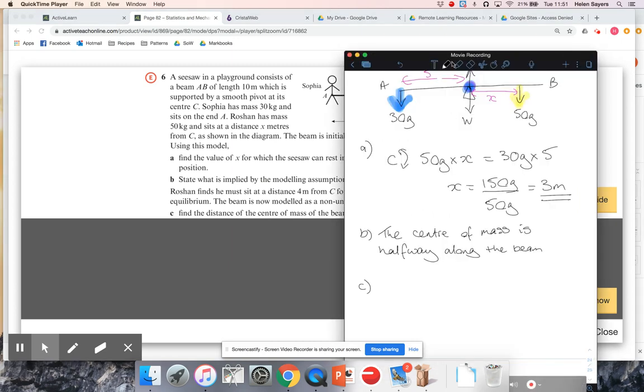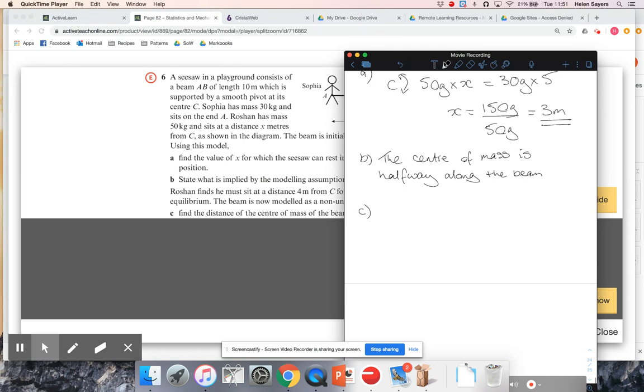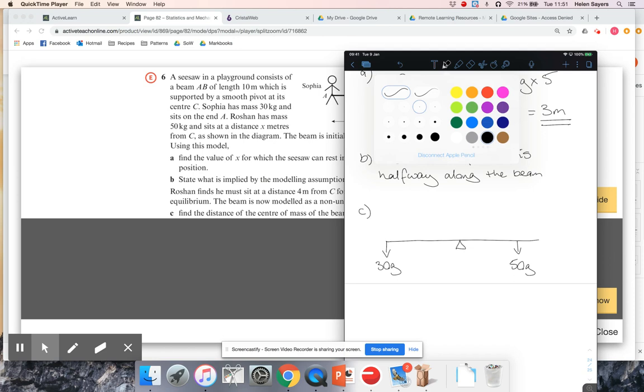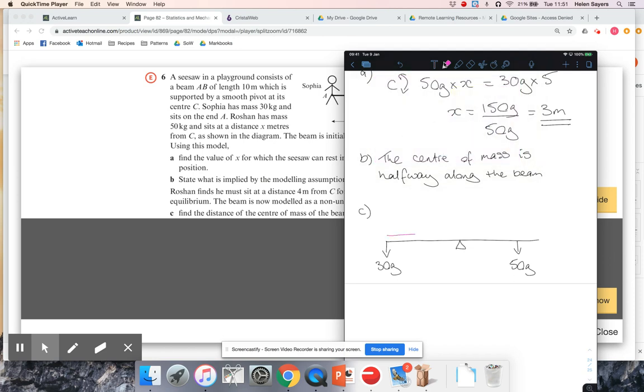Okay, so let's think about where he's moved further out. The pivot is still going to be at the centre. Sophia is not moving, so she's still there. Roshan, we've now established, actually has to sit 4 meters away from the pivot. So let's label in some of those lengths. She is still halfway along, so she is still 5 meters. He is now 4 meters.